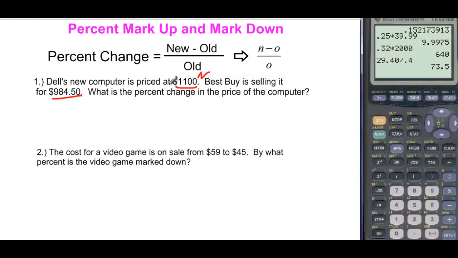So this one is a decrease. Notice, actually, $1,100 is the old price, so that's what they sold it for. Best Buy is selling it for this, so that's the new price, because we're going to buy it on sale. So the new price is $984.50. That's the new, minus the old price of $1,100, divided by the old original price of $1,100.